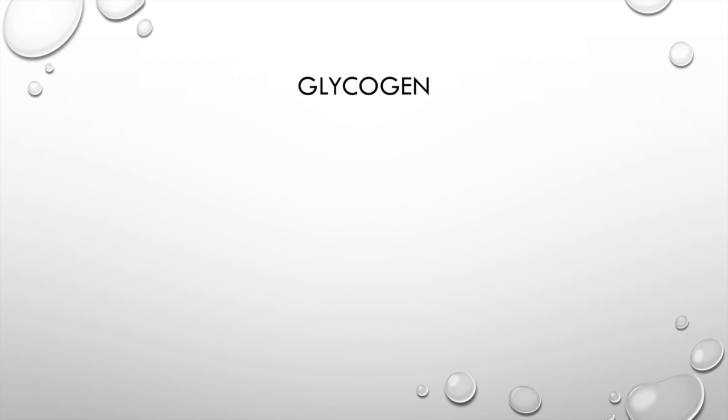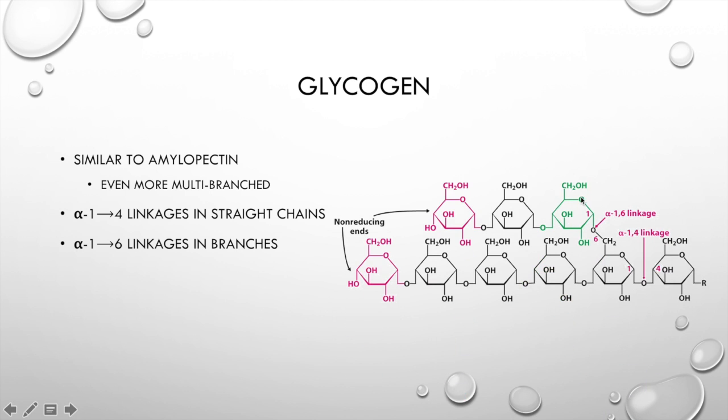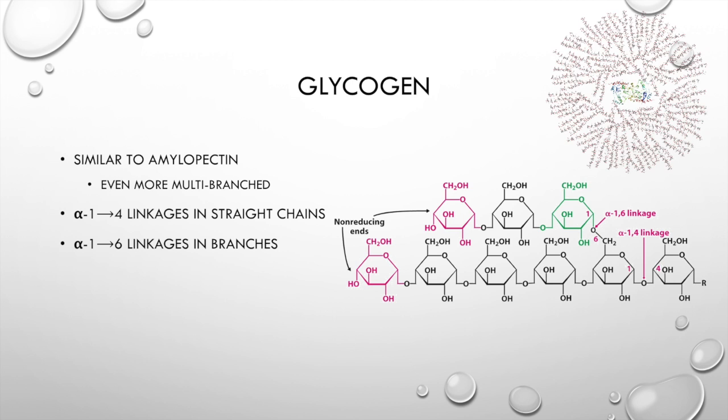Glycogen is also an energy storage polysaccharide, but it's in animals. It's very similar in structure to amylopectin, except it's even more multi-branched. And it's made up of alpha 1-to-4 linkages again in the straight chains, but then alpha 1-to-6 linkages in the branches. So here we can see alpha 1-to-6 linkages at the branch points and alpha 1-to-4 linkages between the straight chains. And glycogen forms helixes that are held together with hydrogen bonds, and that forms this complex structure.